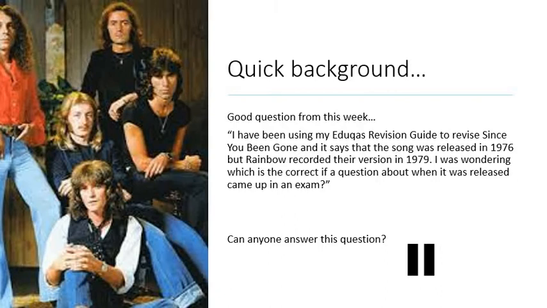So if you have finished your chord progression chart or checked it and it's all okay, let's move on to a little bit of background. I had a great question this week come through. This was the question: I've been using my Educast revision guide to revise Since You've Been Gone, and it says the song was released in 1976, but Rainbow recorded their version in 1979. I was wondering which is the correct year, if it came up in an exam. So can anybody actually answer this question? Have a little think about it. Write down your answer in your book. Pause this now.